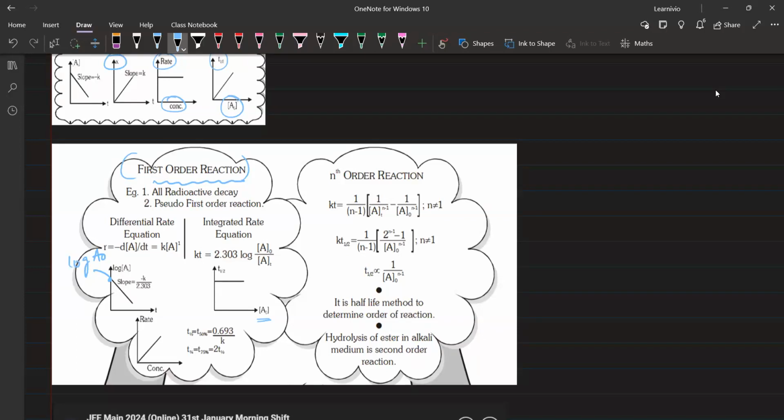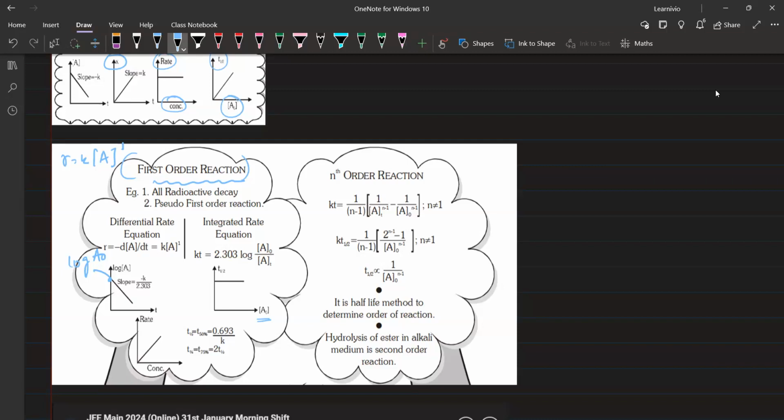Now, when we talk about the rate and concentration, since rate is directly proportional to, as you can see here, first order reaction R is equal to what? K into the concentration of A to the power 1. Since rate is directly proportional to the concentration of the reactant, as the concentration of reactant increases, the rate will also increase.